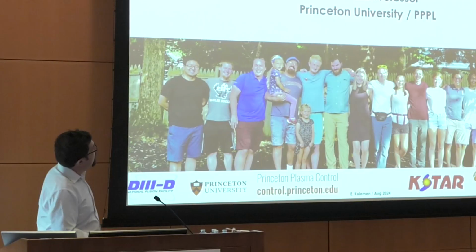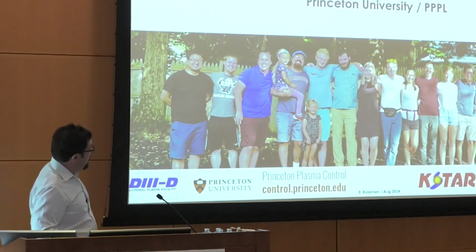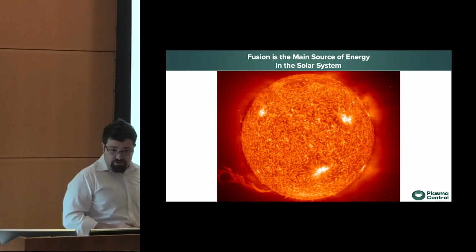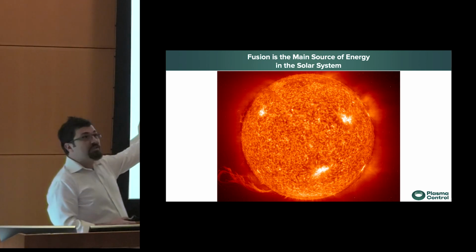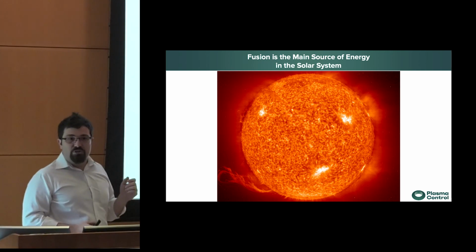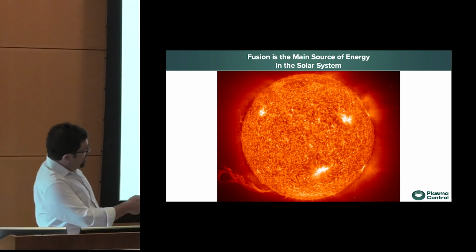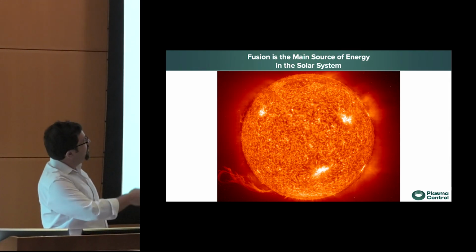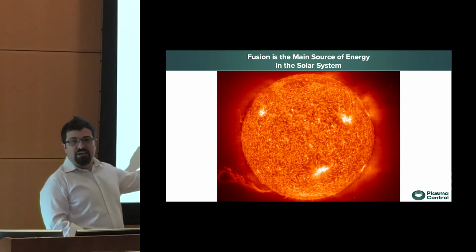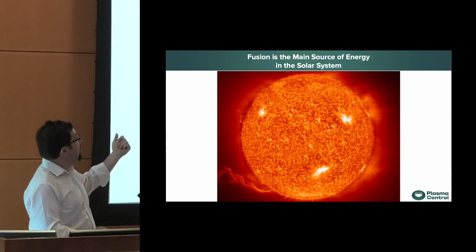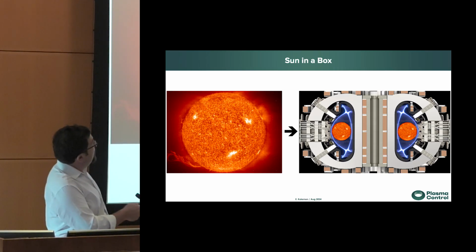So this is our group, and I work at PPPL and PU together. I'll talk about fusion and how we can use AI for it. Fusion is the main source of energy in the universe and in the solar system. This is a fusion reactor running in real time. You can see it. It's a bit big for our purposes. We want a smaller one. So what do we do? We take that and put it in a box.